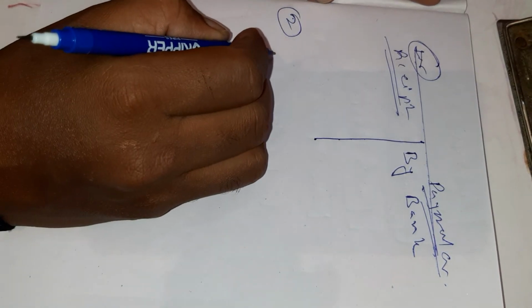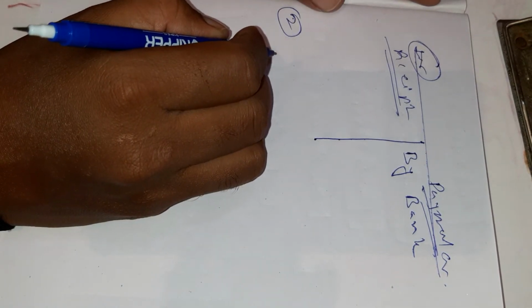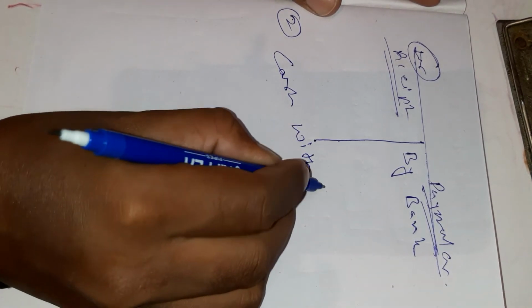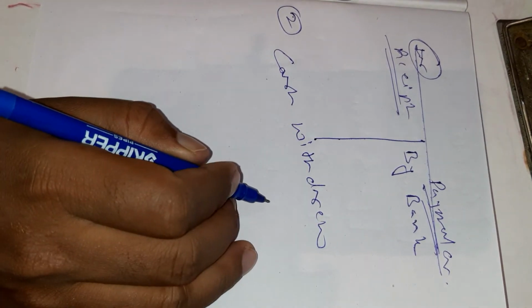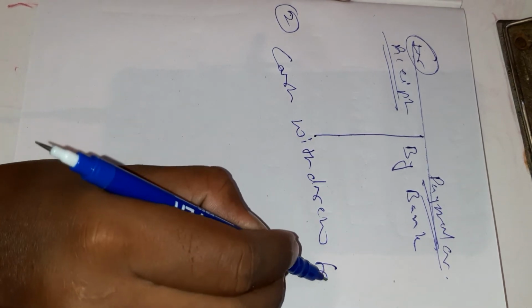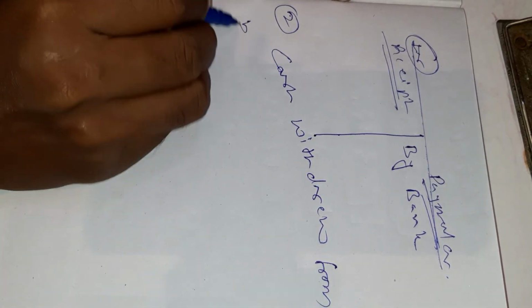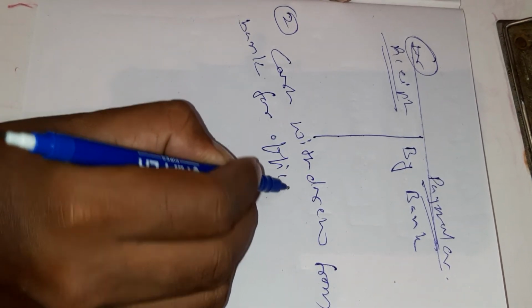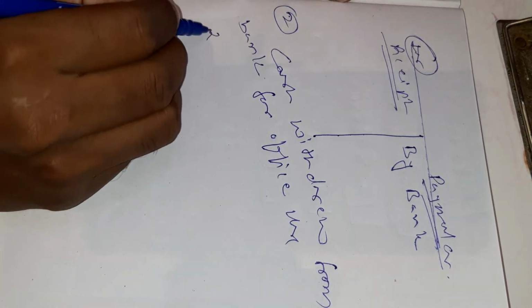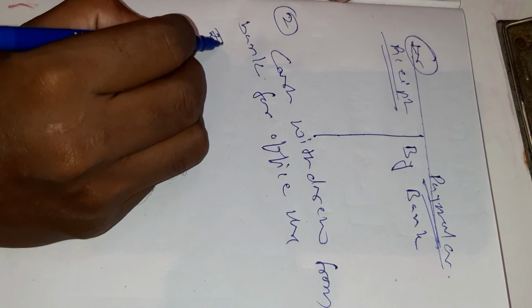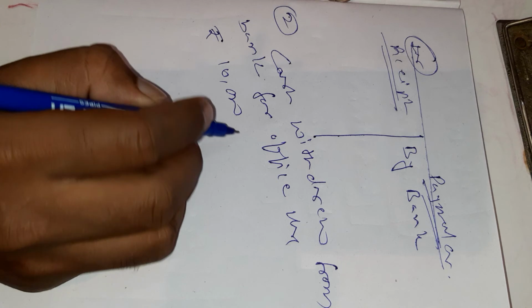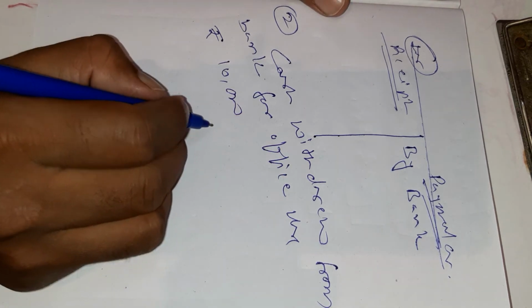Number 2. Cash withdrawn from bank for office use, rupees 10,000. So in this transaction, cash is withdrawn from bank for office use.